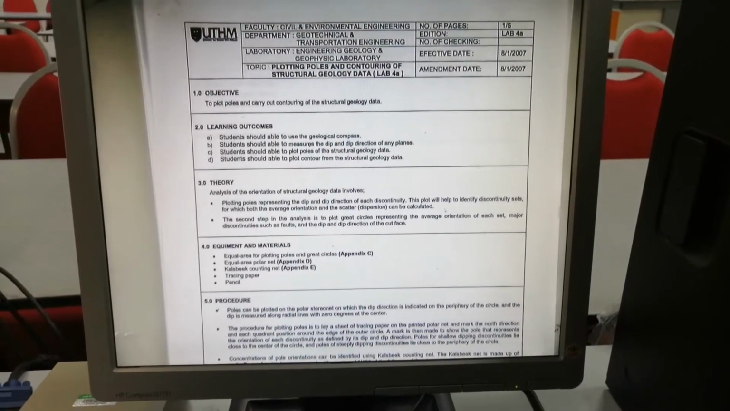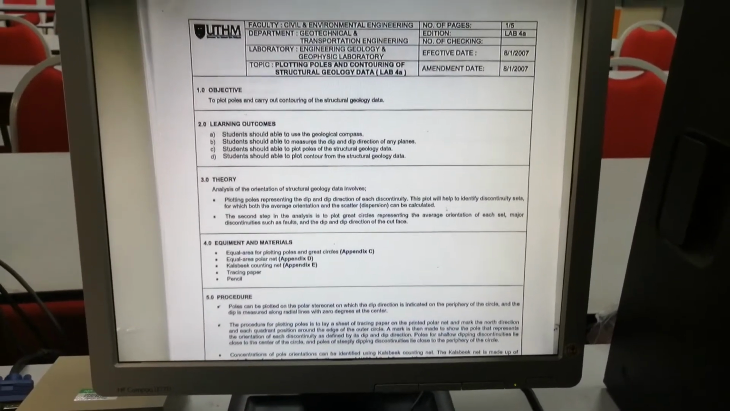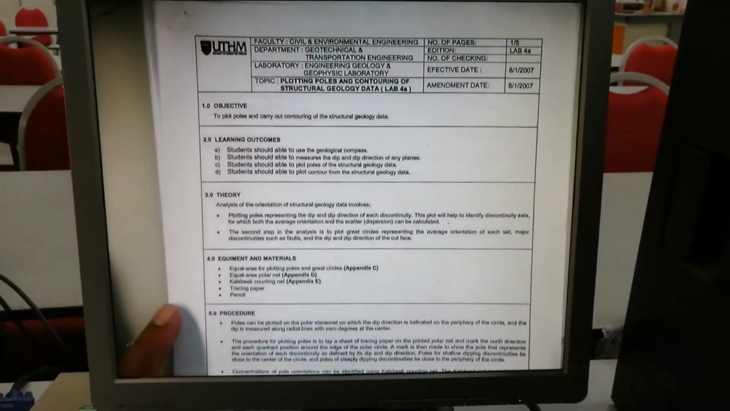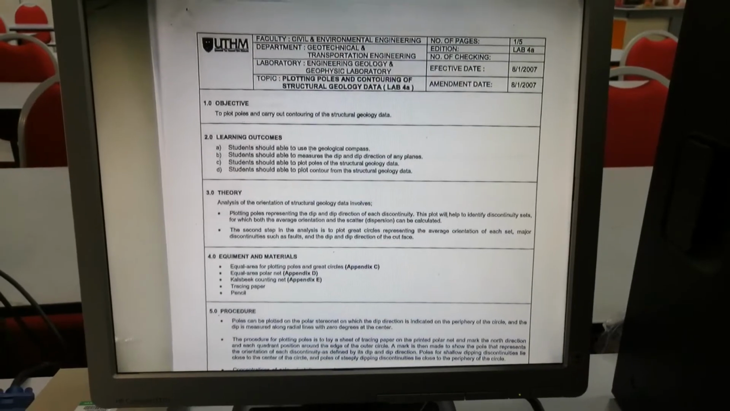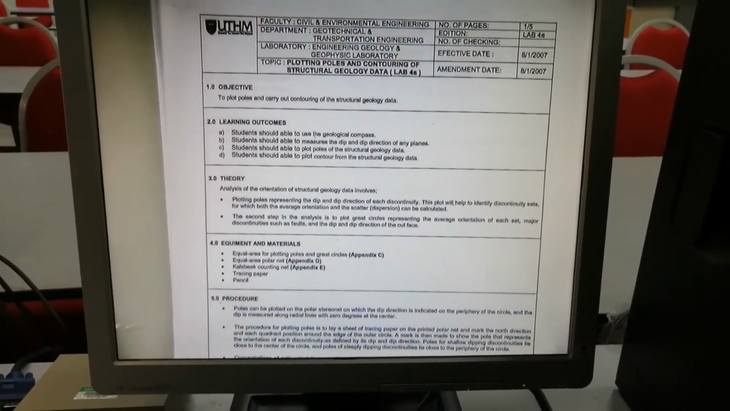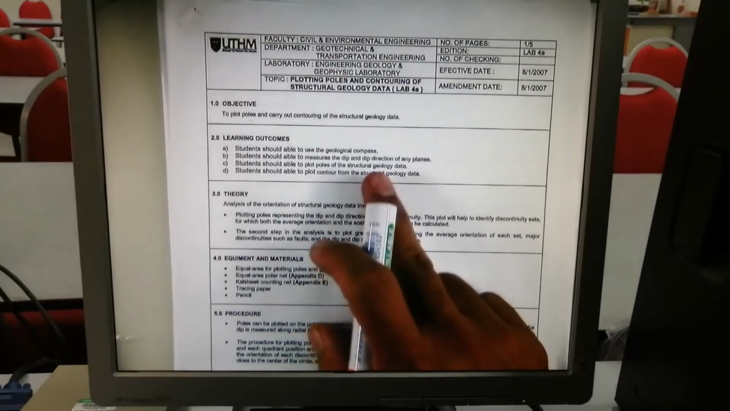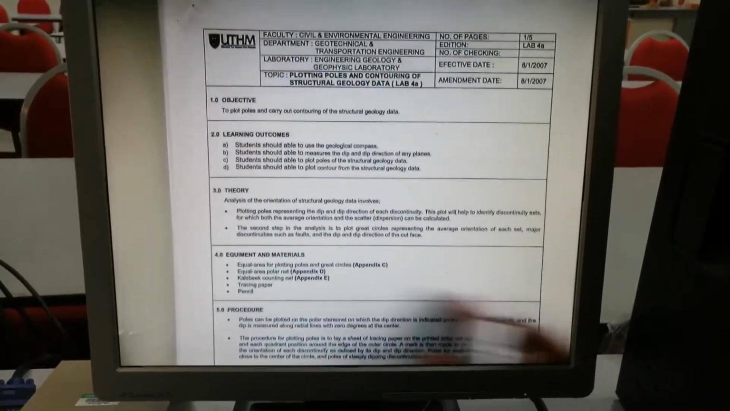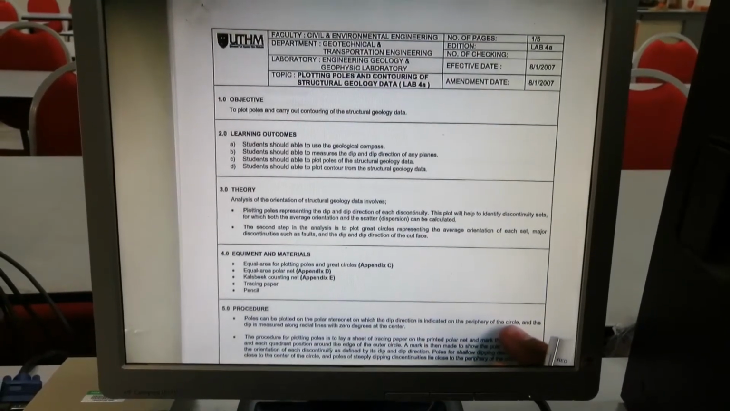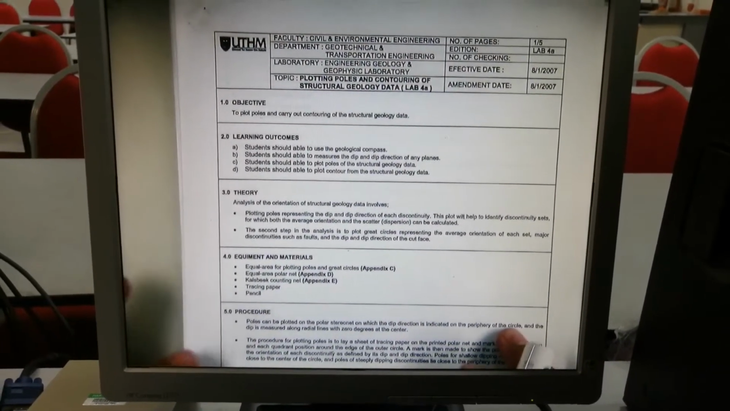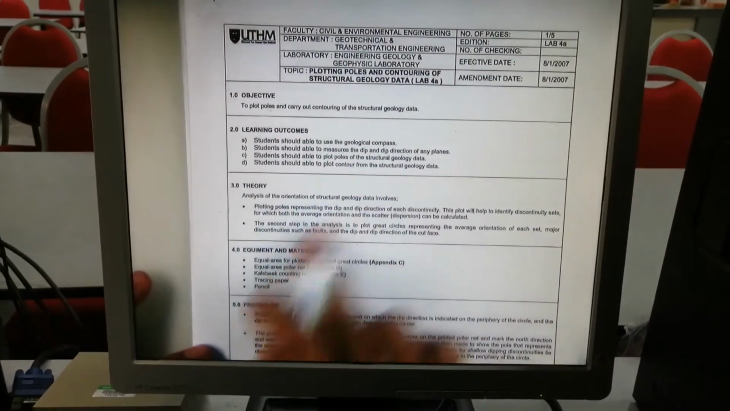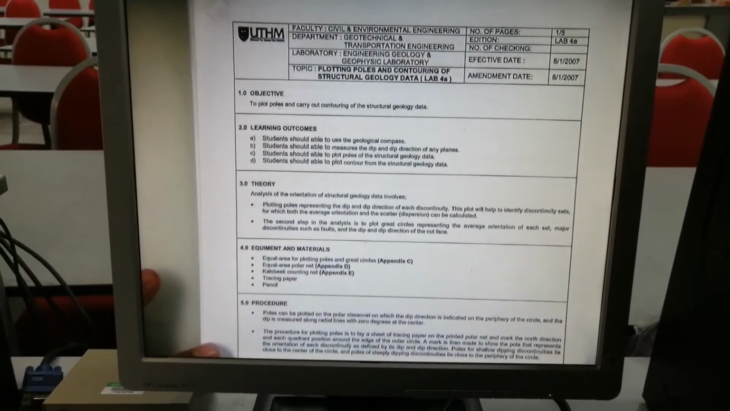Lab 4A: plotting poles and contouring of structural geology data. The objective is to plot poles and carry out contouring of structural geology data. At the end of this study, you should be able to use a geology compass, measure the dip direction of any plane, and plot poles and contour structural geology data.